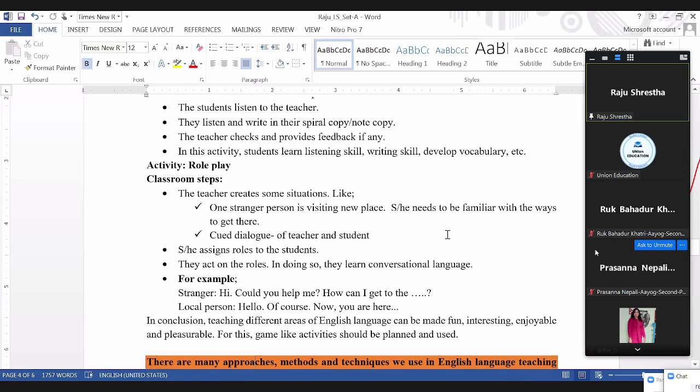In this way, we can teach English, different areas of English like listening, speaking, reading, writing, grammar, pronunciation, vocabulary. These are the different content areas of English language. In conclusion, teaching different areas of English language can be made fun, interesting, enjoyable, and pleasurable. For this, game-like activities should be planned and used.